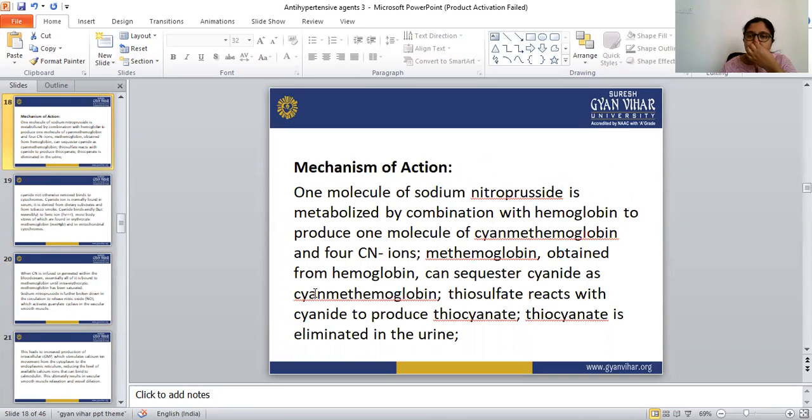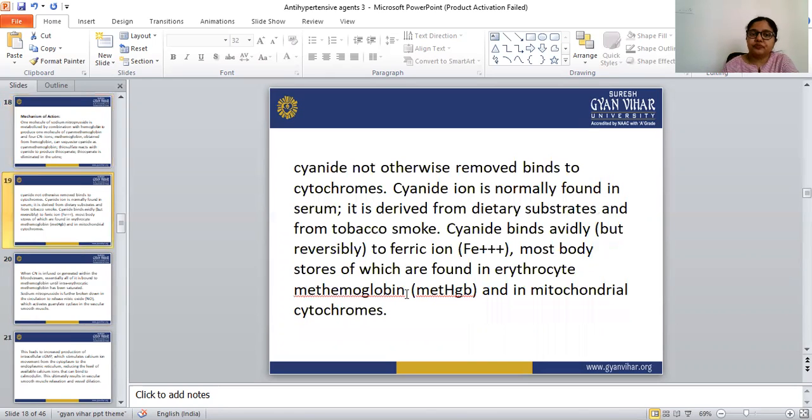One molecule of sodium nitroprusside is metabolized by combination with hemoglobin to produce one molecule of cyanomethemoglobin and 4 cyanide ions. The methemoglobin obtained from the hemoglobin can sequester cyanide as cyanomethemoglobin. Thiosulfate reacts with the cyanide to produce thiocyanate. Thiocyanate is eliminated in the urine.